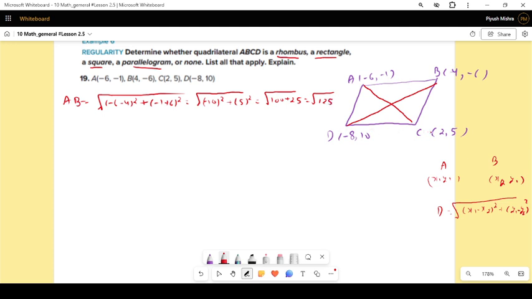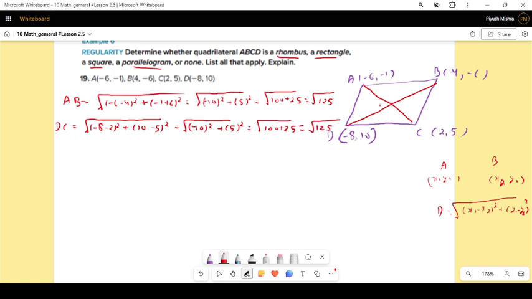Now I will find the value of DC, using the same formula. So I can write (minus 8 minus 2) whole square plus (10 minus 5) whole square. Solving further, minus 10 whole square plus 5 whole square gives 100 plus 25, altogether the square root of 125. So I have found that this side and this side are equal because they have the same values.